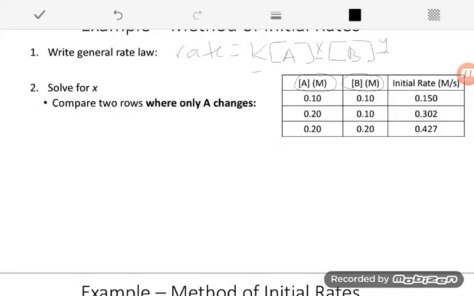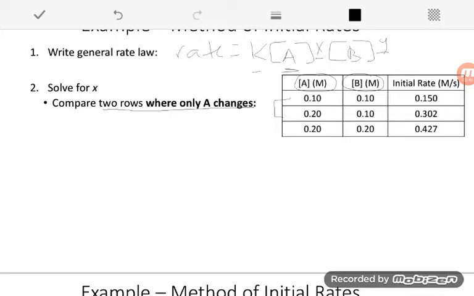It doesn't really matter which one you start with. I solve for x just because I like to go in order, but you could solve for y first. But let's start with x. Since x is the exponent on A, what we need to do is pick two rows where A changes, but B stays the same. So in this case, I'm going to pick rows 1 and 2. And what I'm going to do for those two rows is fill in this general rate law up top with the information from my table. I'm going to do it twice, once for the first row, once for the second row.